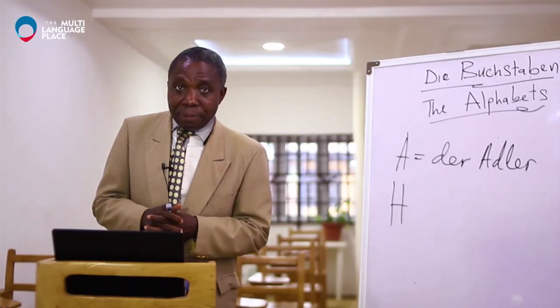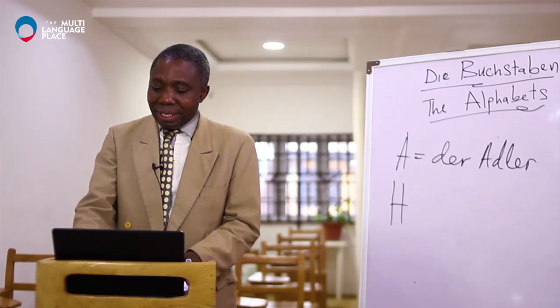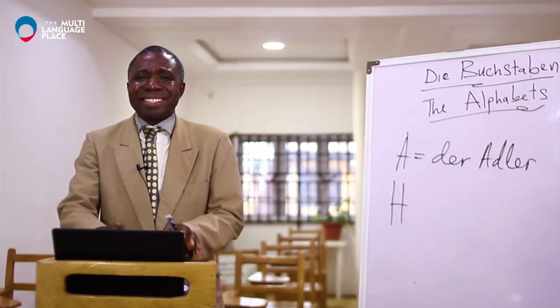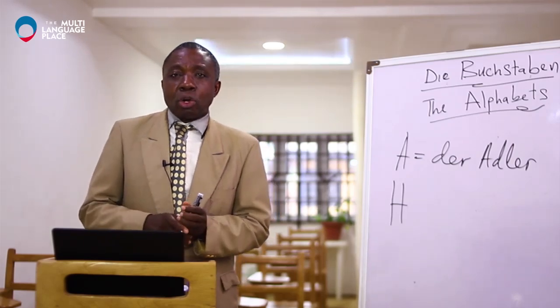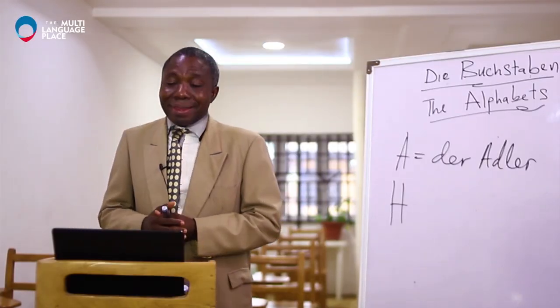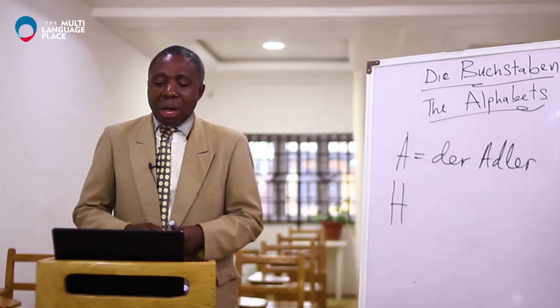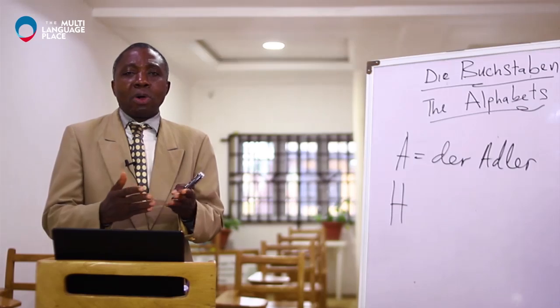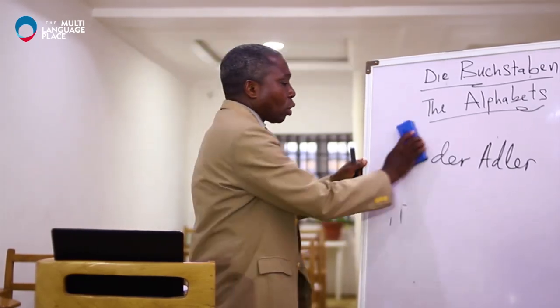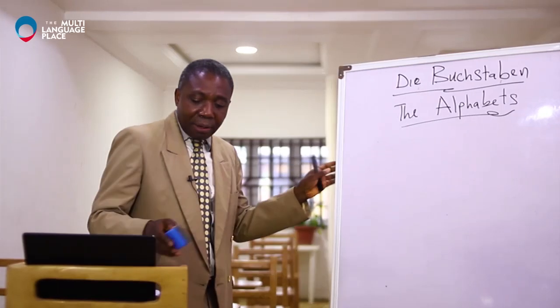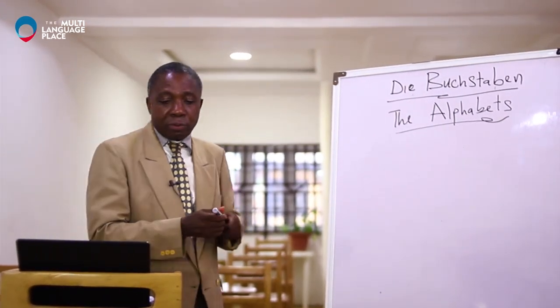Just to summarize what we have done thus far, we have been able to learn the German alphabet, and we have discovered that the German alphabet is almost exactly the same as the English alphabet, with the exception of four letters that are not in English, but we have them in German. And I've been able to write on the board these four letters. However, you may want to find out what nouns we can attach to these four letters so that we'll be able to also master them as we attach them to a noun. Let me just do that before we finally round off this lesson.